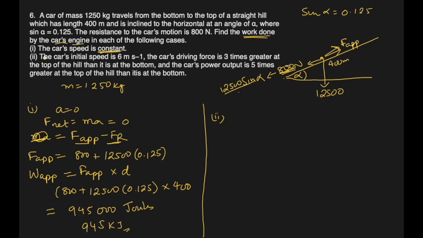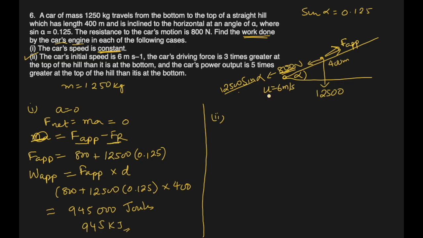This second situation is different from the first situation, so forget what we did here. This is a different situation. That's what they're saying. In the following cases, the car's initial speed is 6 meters per second. So here at the bottom, u is 6 meters per second. The car's driving force is 3 times greater at the top of the hill than it is at the bottom.